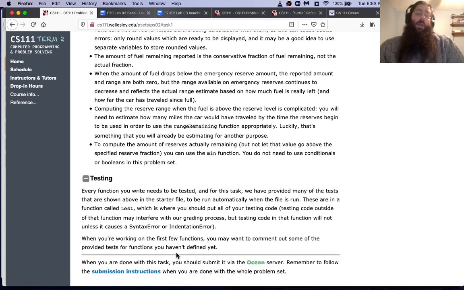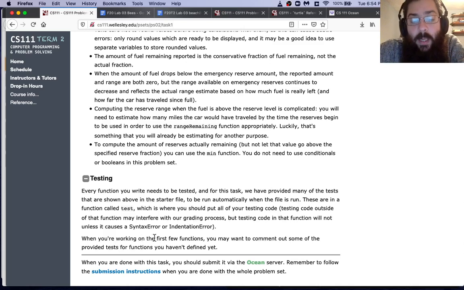Okay. There's one last part of the problem set description about testing. It says every function you write needs to be tested, and for this task we have provided many of the tests that are shown above in the starter file to be run automatically when the file is run. These are in a function called test, which is where you should put all of your testing code. Testing code outside of that function may interfere with our grading process, but testing code in the function will not unless it causes a syntax error or indentation error. So when you're writing your own tests, if you're going to do that, which you probably should if you have time, put those in that test function.